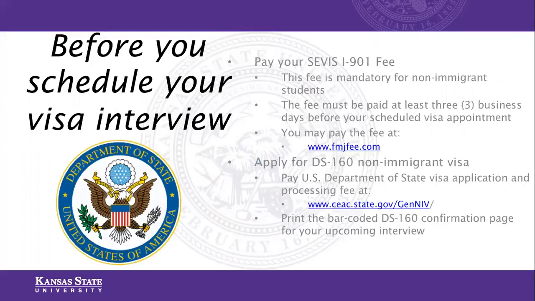Before you schedule your visa interview, there are a couple steps you need to take. One is to pay a SEVIS I-901 fee. This fee goes to the Department of Homeland Security, and there are clear instructions at the link provided here, fmjfee.com. Most people can pay with credit card and print out a receipt directly online. So generally, the process is pretty simple to meet that requirement, but it must be done before your visa interview.